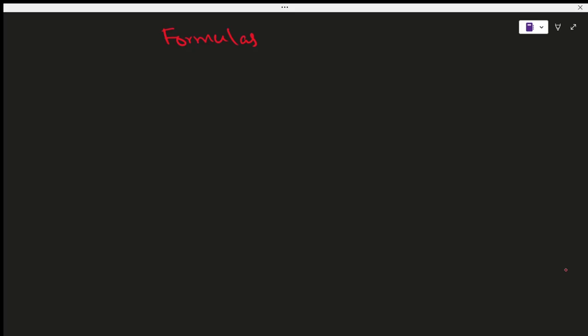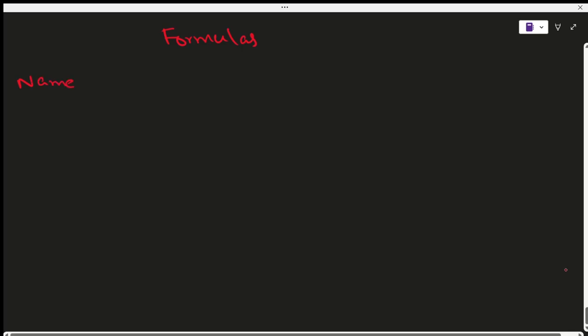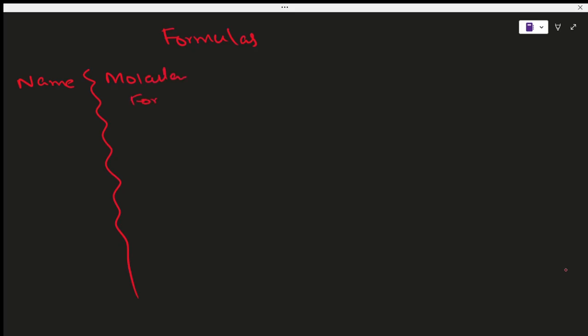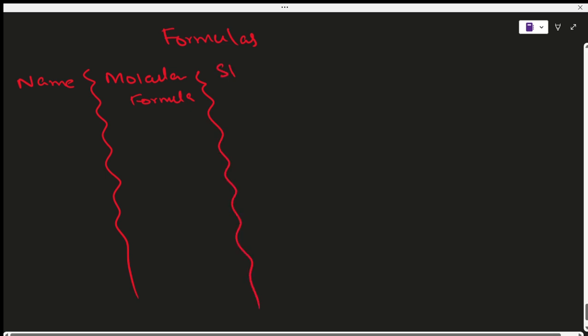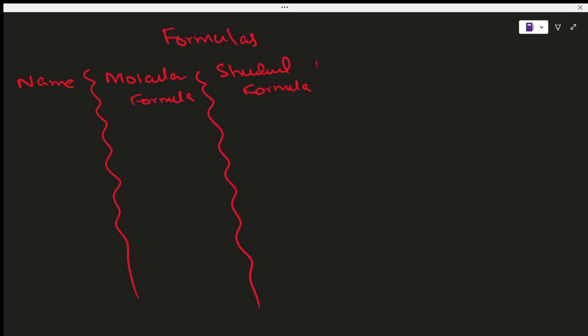Okay, so let's talk about different formulas in alkenes. We'll be looking at molecular formula, names, structural formula, and the full structure formula. So let me just quickly draw a table with the name, and then we have the molecular formula. Then we have the structural formula, and then the full structure formula.